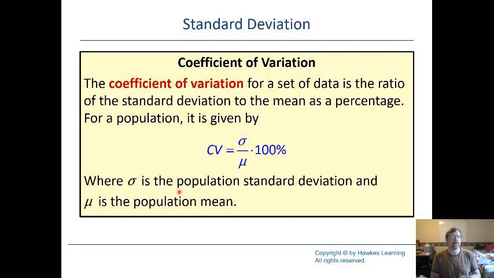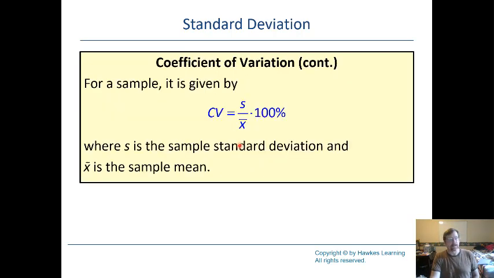Okay, we have the coefficient of variation. That is the ratio of the standard deviation there to the mean. Now the Greek letters indicate we're looking at the population deviation and mean here. And it's just what percentage of the mean is the standard deviation. We've got the same thing for the sample standard deviation and the sample mean. It's the exact same formula, exact same concept. It's what is the standard deviation in proportion to the mean.